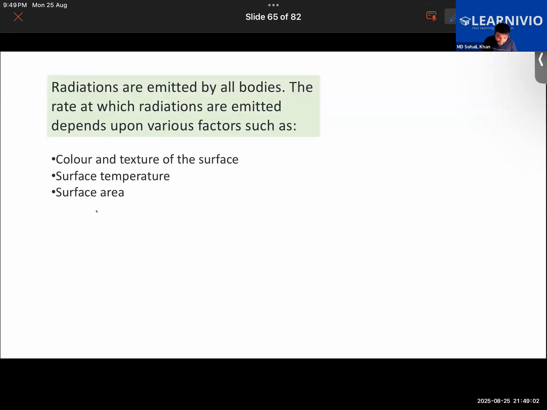One more important thing is that radiation is emitted by all bodies. Even your body is emitting some heat. That's why infrared is there. That's why we can see using infrared, because it detects the heat, the radiation, that is released from us.